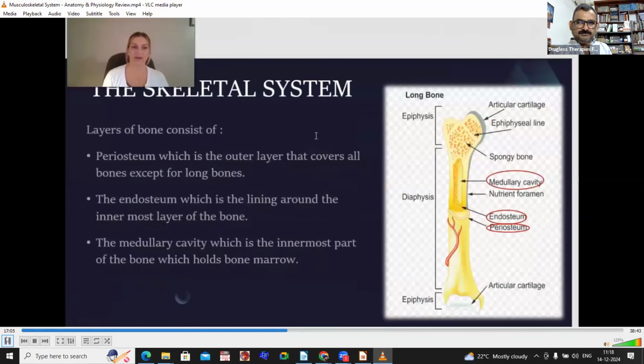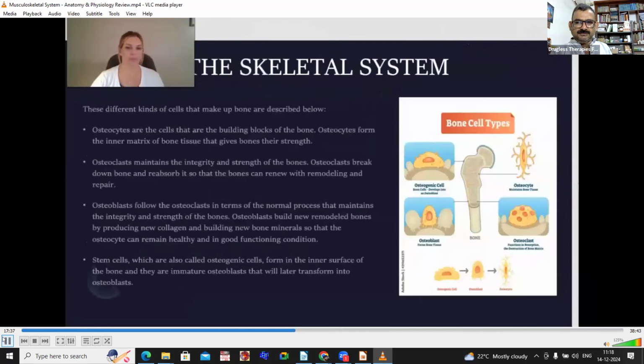Which consists of the periosteum, which is the outer layer that covers all the bones except for the long bones. Then you have the endosteum, which is the innermost layer.